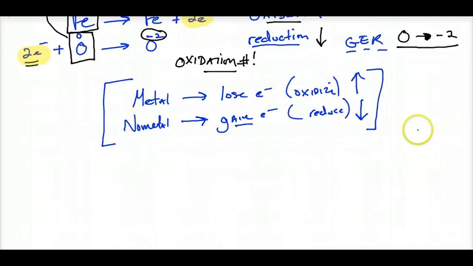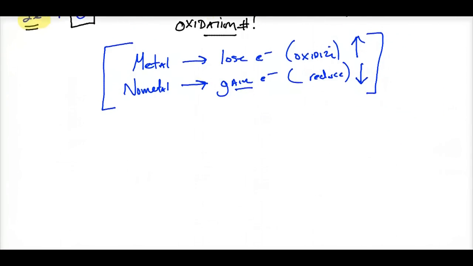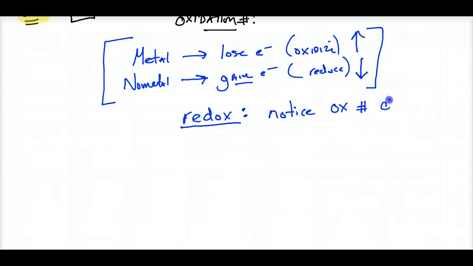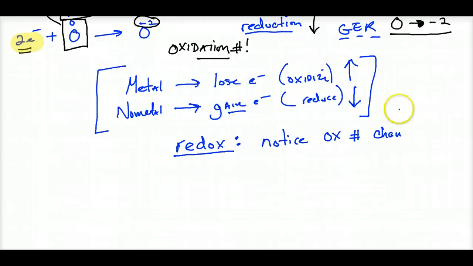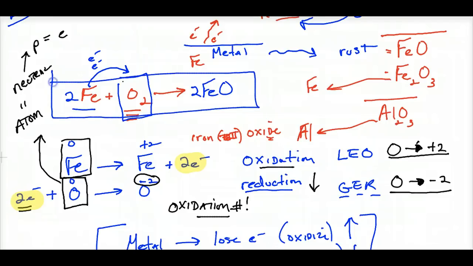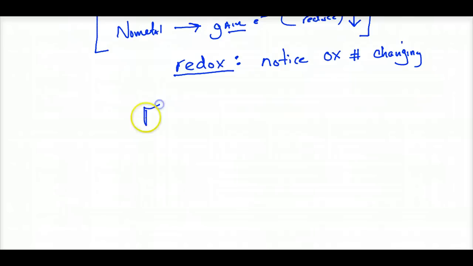Now that we have some basics and understand what reduction and oxidation are, we have to put this to practice and identify redox reactions. So how do we identify a redox reaction, a reaction where electrons are being passed around? There are many ways to do this, but the first way is to notice that the oxidation numbers are changing. If the oxidation numbers are changing, that means electrons are being passed around. Let's go back to this example. I want to rewrite it since it's a big mess. I have two irons plus O2, making one form of iron oxide, rust.